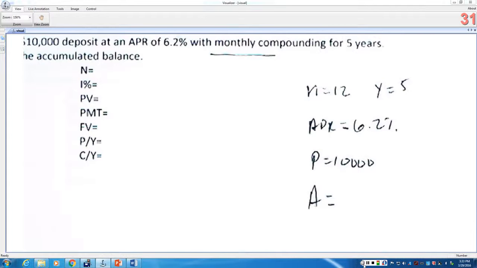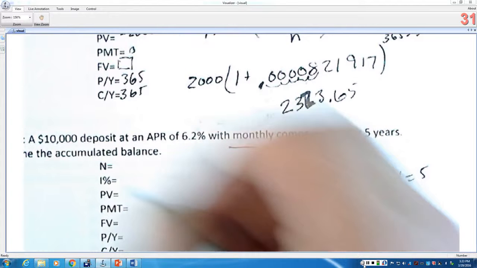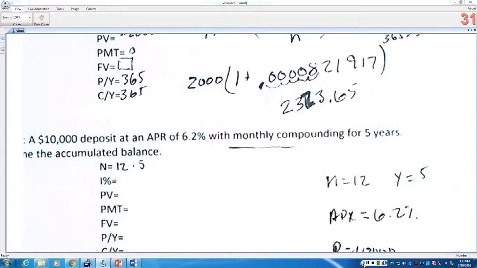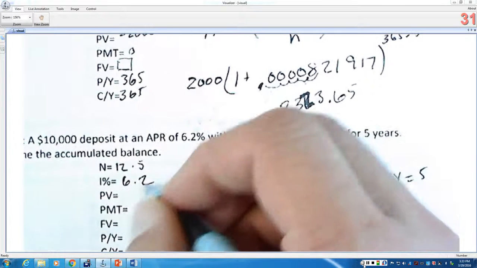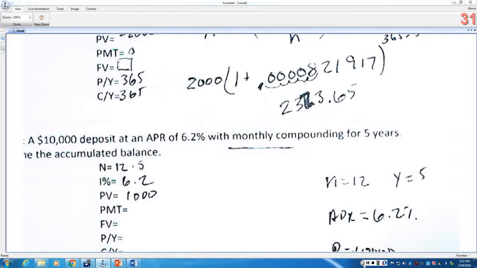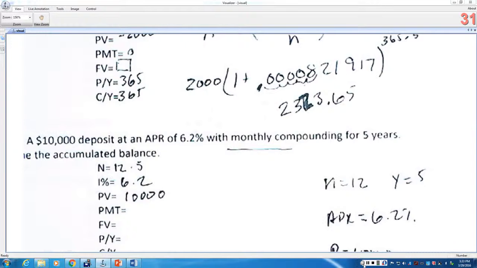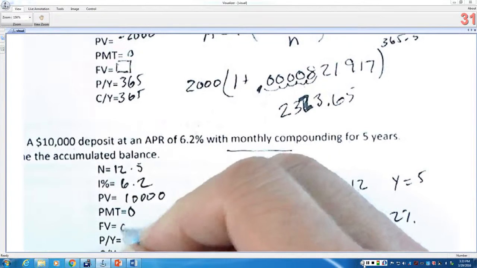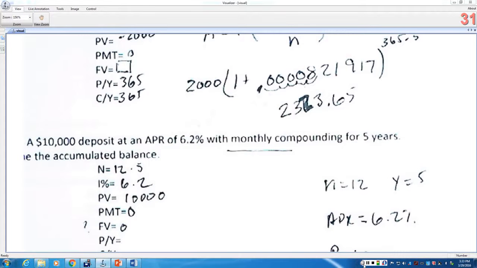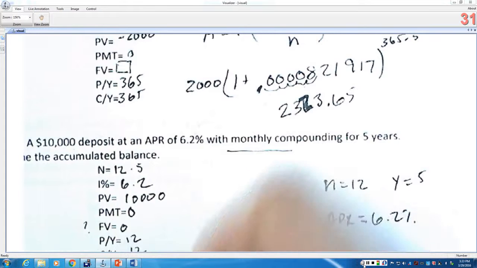Okay, so let's see. We can go ahead and put this in there and then put it in the calculator. That's going to be 12 times 5. You have to put those two together. Your APR is 6.2. Present value, well, that's going to be 10,000. Your payments, we don't care about payments right now. The future value, that's what we want to find, but for right now, we're just going to leave it at zero. And we're going to compound monthly. So monthly is 12.